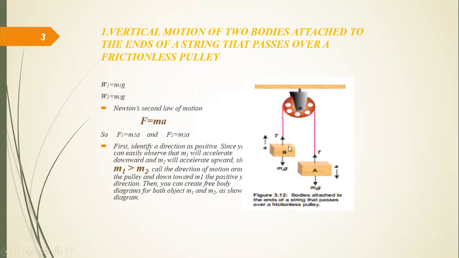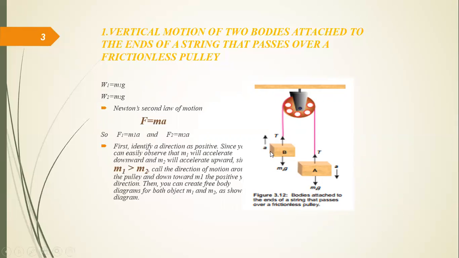So here we have two blocks and they are moving vertically. One block has weight W1, which can be written as m1g, and the second block has weight W2 equals m2g. This relation is not written in your book, but we have considered it because we know that weight is equal to mg. So W1 is equal to m1g, and W2 is equal to m2g.